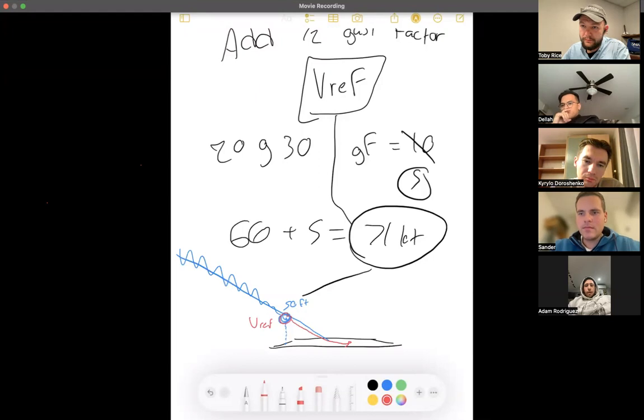Gotcha. So what you're saying is it's most important to be at that VREF speed just at that point to deal with your low level wind shear type of thing. Yeah, basically. Now you're gonna fly faster anyway.